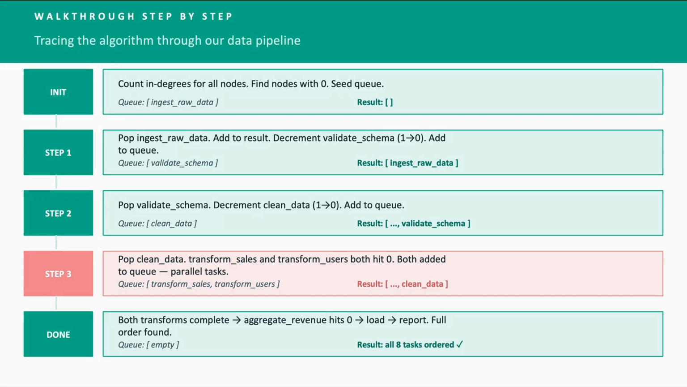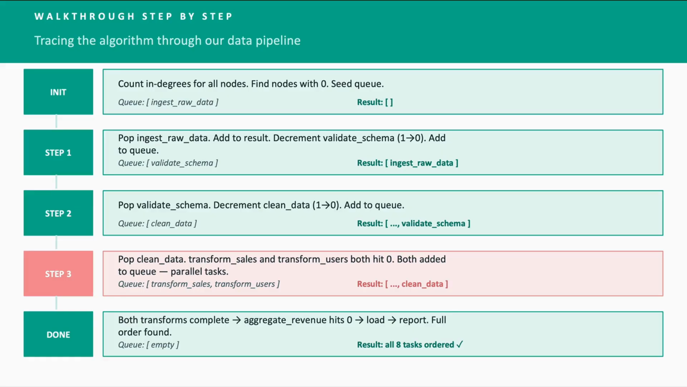Step 3, this is the interesting one, in which we pop clean data. It has two neighbors, transform sales and transform users. Both drop to 0, both join the queue simultaneously. This means they can run in parallel, as both have no remaining dependencies. This is exactly how Airflow dispatches them to separate workers.